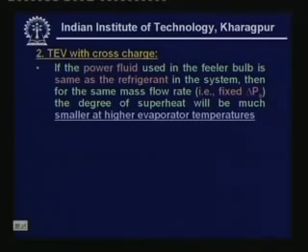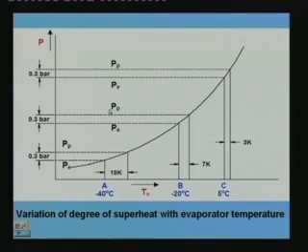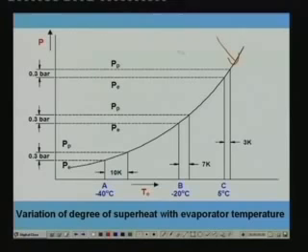When both are the same, you will find that at higher evaporator temperatures the degree of superheat will be much smaller than the degree of superheat at low evaporator temperatures. That means for the same spring force, the degree of superheat will be different at different evaporator temperatures. So let me show this with the help of a schematic. This is the saturation curve, that is Psat, and this is pressure versus temperature.